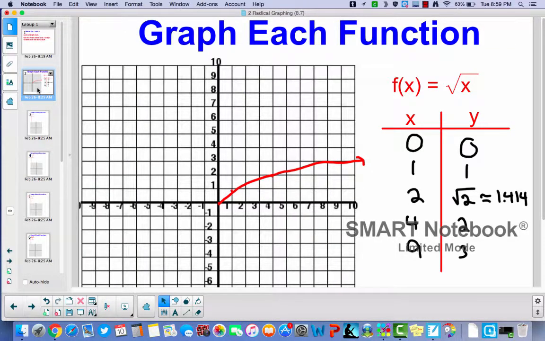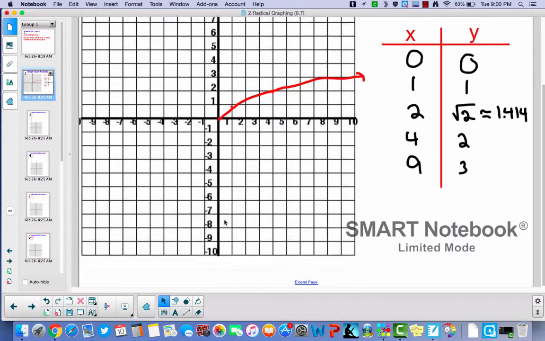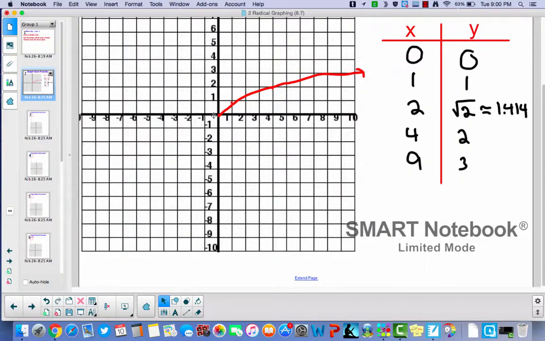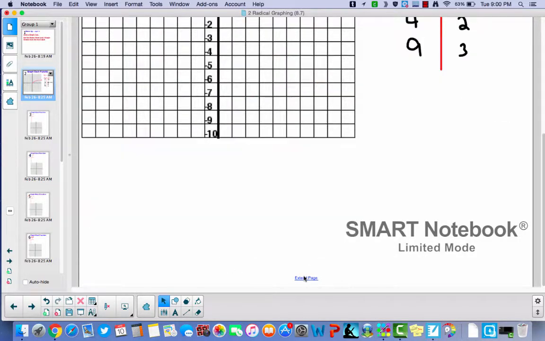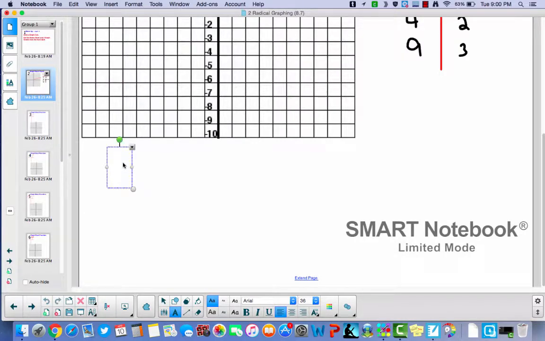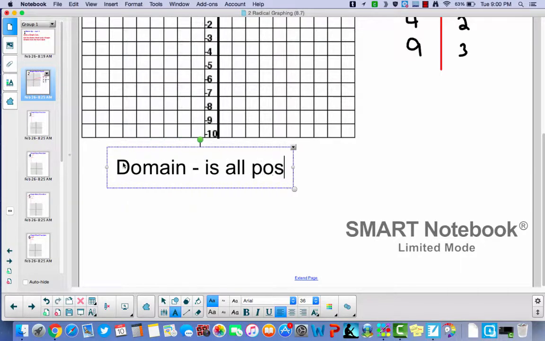Okay, so now before we look at anything else, we need to talk about what the domain and the range for this function are. Okay, the domain. What are my x values? Well, what do we say x cannot be? Right, x cannot be negative. So our domain is all positive real numbers.